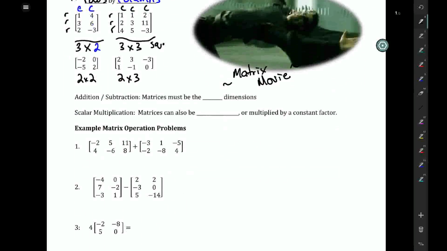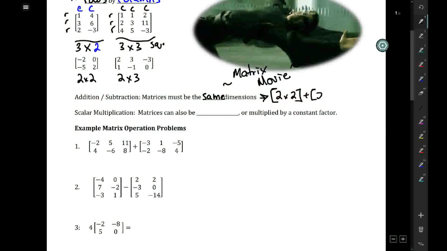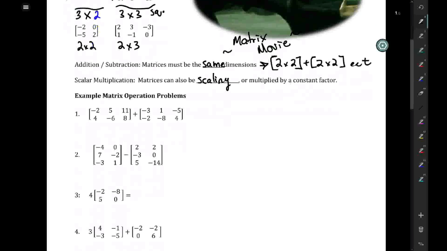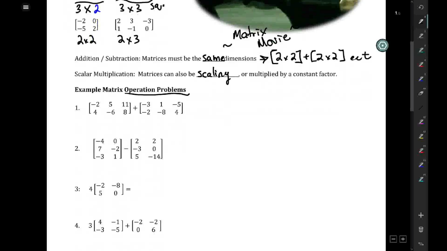Addition and subtraction, matrices must be the same dimensions, okay? They have to be a 2 by 2 plus another 2 by 2, etc. Okay, or a 3 by 3 plus a 3 by 3. They have to be exactly the same. And for scalar multiplication, it's kind of like scaling a picture, we'll find. Now we really don't need our calculators for these basic operations. I will show you how to use your calculator, but simply you're going to take each section and add it to each section. So it's so easy.